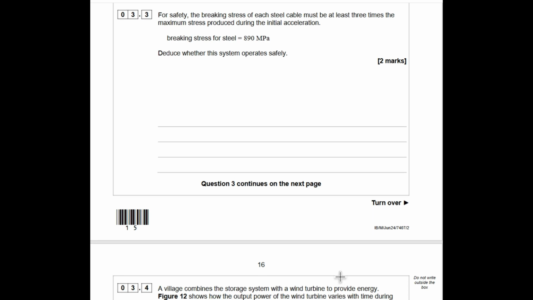For safety, the breaking stress of each steel cable, and stress is force over area, must be at least 3 times the maximum stress produced during the initial acceleration. The breaking stress for steel is given. Deduce whether this system operates safely. So what do we know about the tension in the cable? The tension is 1.6 times 10 to the 6 newtons. So that is the force on the cable. And we know the cross-sectional area of the cable was 9.6 times 10 to the minus 3. So you can work out the stress is simply force over area.